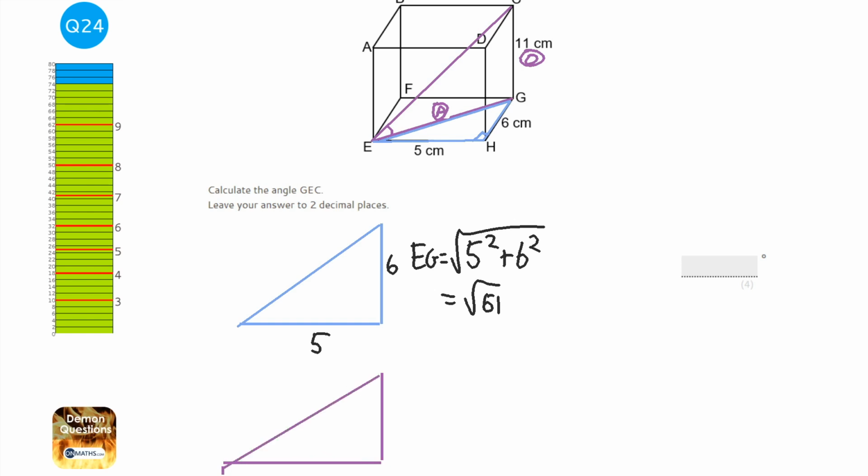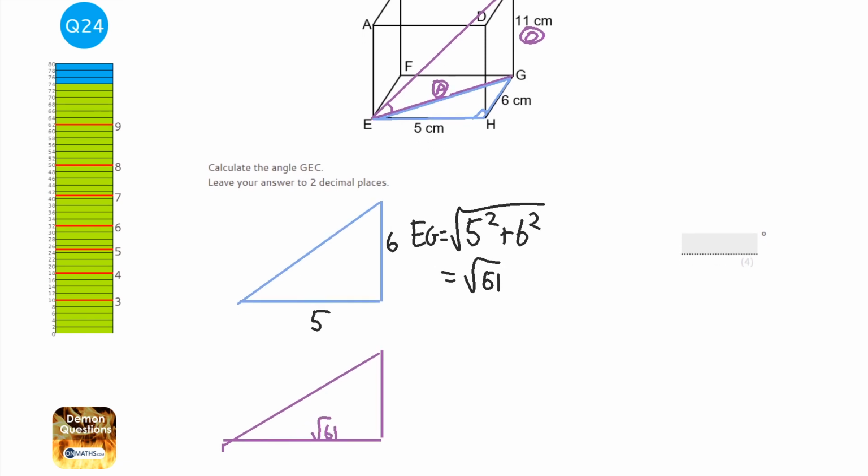Okay, so we've got A at the bottom, which we now know is root 61. Let's scroll down a bit. And the height is 11, and we're looking for this angle here. And we can call this angle X, why not?